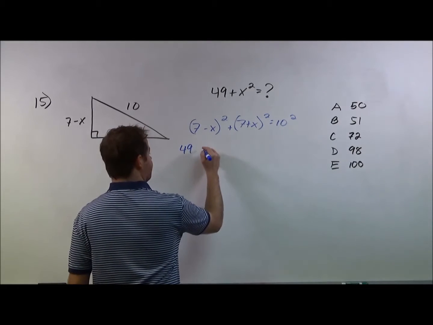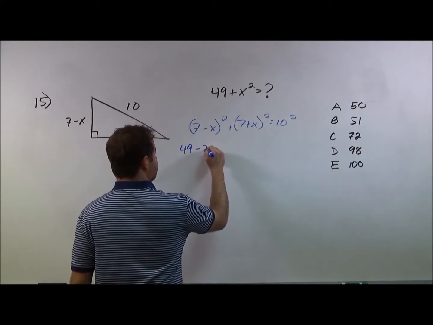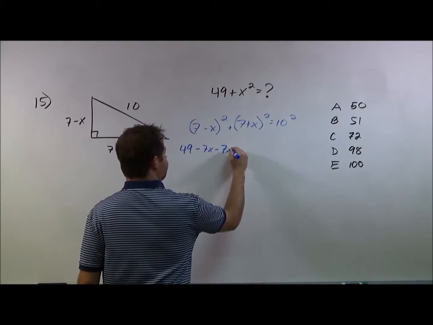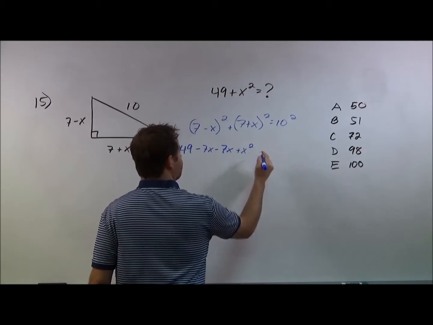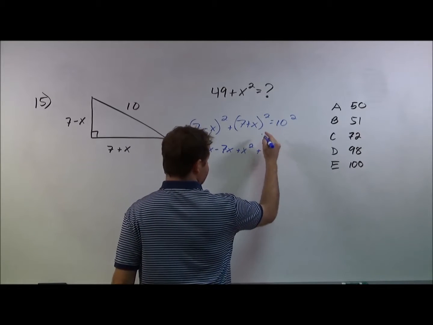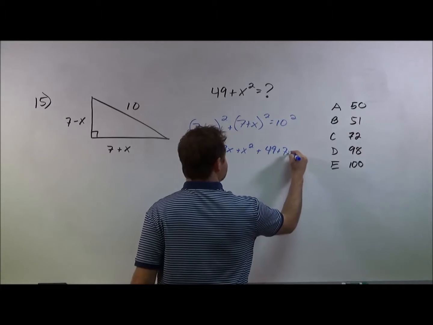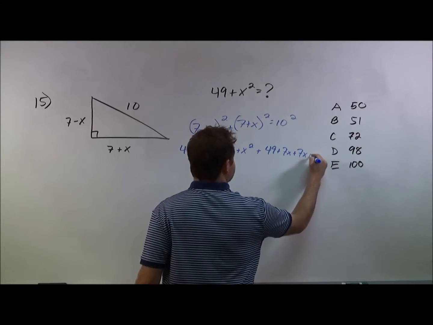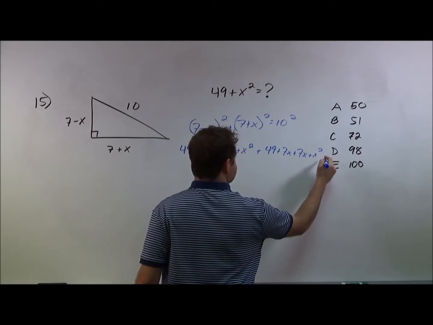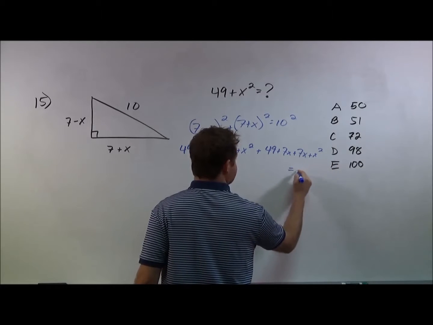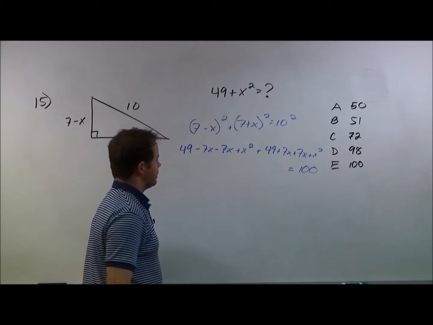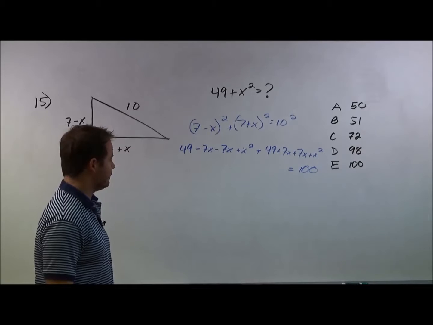We'll get 49. But then it'll be a minus 7x and another minus 7x for the inside and outside terms, plus x squared. Similarly here, we'll have plus 49 plus 7x plus 7x plus x squared. And that's all going to be equal to 10 squared, which is 100.